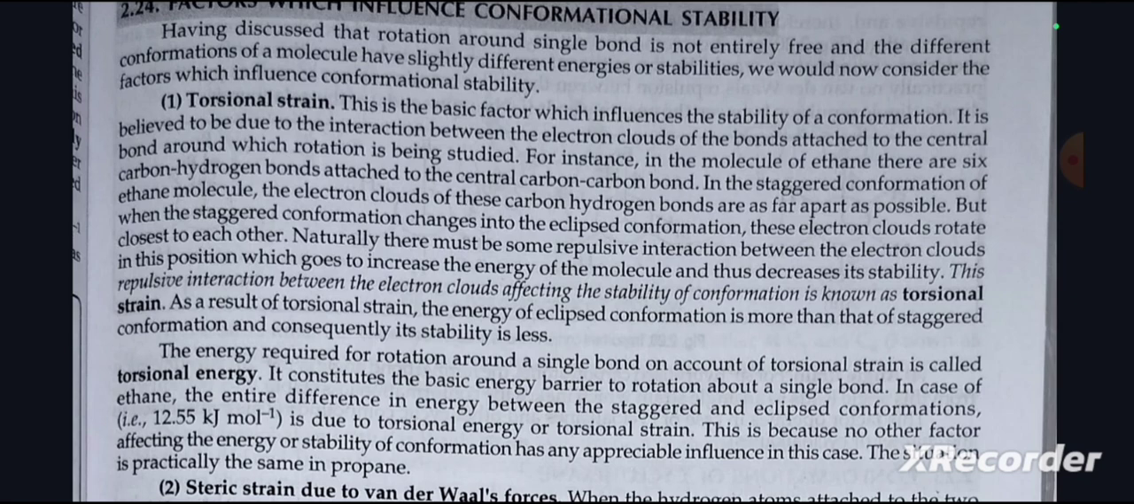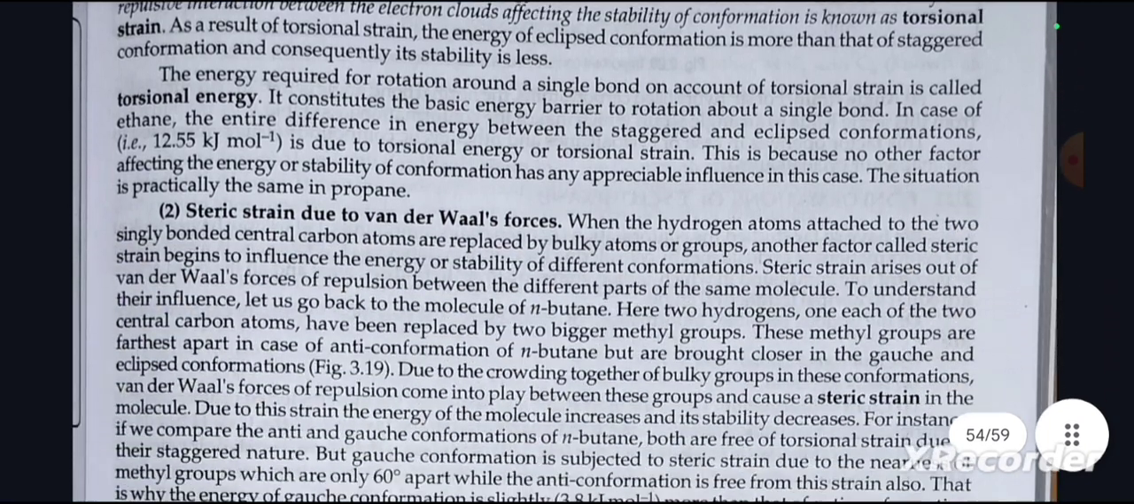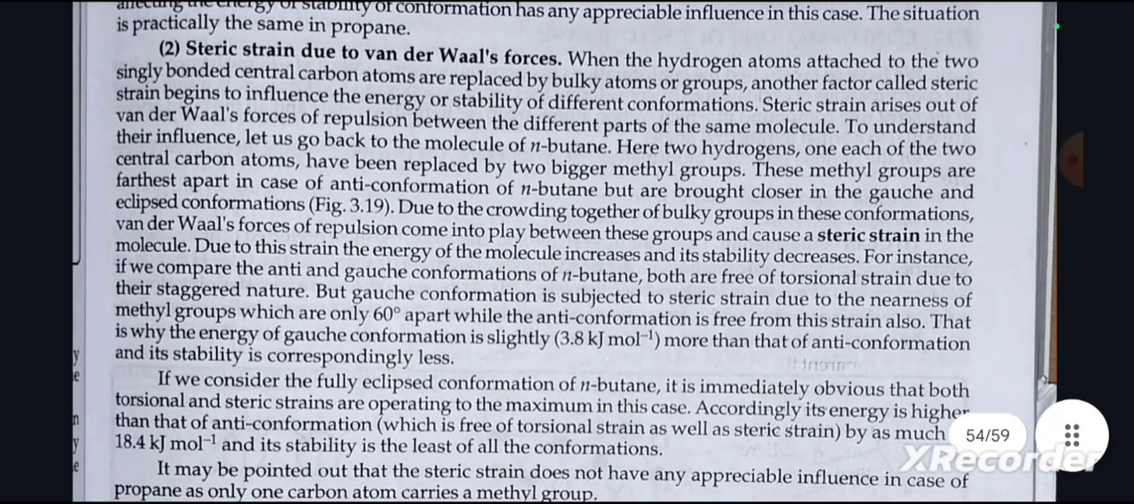The energy required for the rotation around a single bond on account of torsional strain is called torsional energy. It constitutes the basic energy barrier to rotation about a single bond. In the case of ethane, the entire difference in energy between the staggered and eclipsed conformations, that is 12.55 kilojoules per mole, is due to torsional energy or torsional strain. It is because no other factor affecting the energy or stability of a conformation has any appreciable influence. In this case, the situation is practically the same in propane.